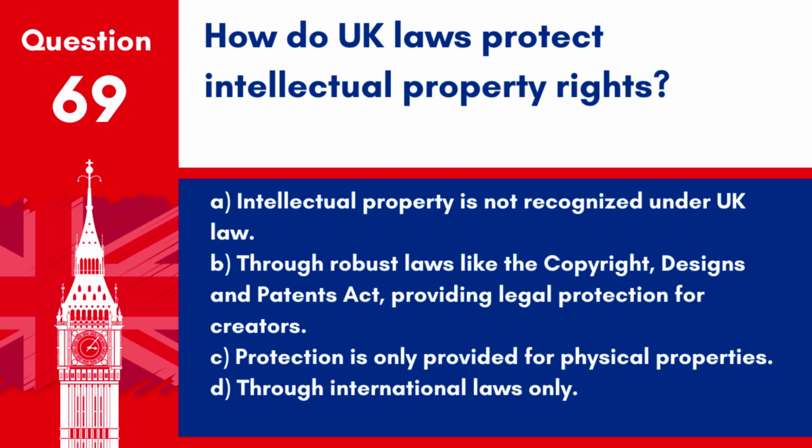Question 69. How do UK laws protect intellectual property rights? A. Intellectual property is not recognized under UK law. B. Through robust laws like the Copyright, Designs and Patents Act, providing legal protection for creators. C. Protection is only provided for physical properties. D. Through international laws only.